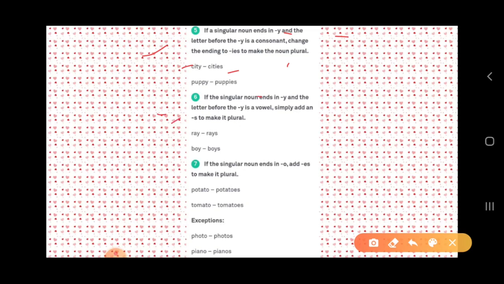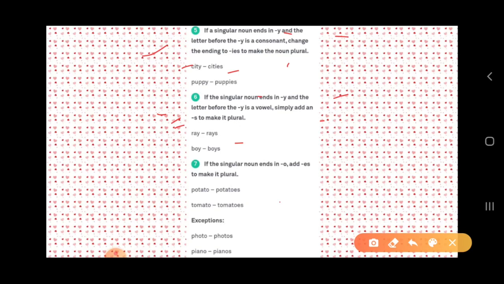Rule number 6, if the singular noun ends in y and the letter before the y is a vowel, simply add an s to make it plural. What do you do? If a singular noun ends in y and the letter before y is a vowel, not a consonant, then you simply add s to make it plural. Example, boy, boys. Very common example, right?